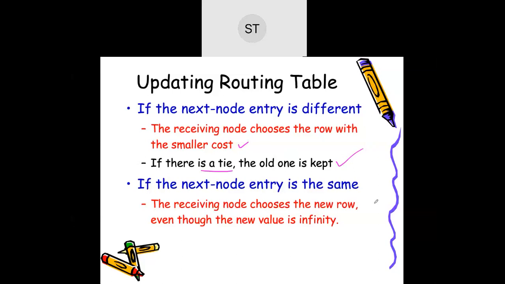If the next node's entry is the same, the receiving node chooses the new row even though the new value is infinity. It will keep the new row because from the next node it will get the new information and it will update that particular table.